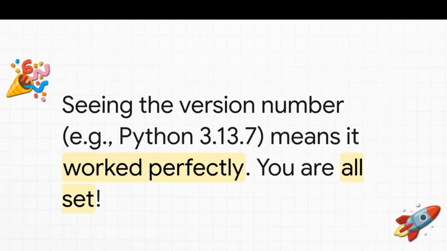And if everything went right, you should see something like Python 3.13.7 pop up. If you see that version number, it means you're all set. Woohoo! That little message confirms 2 things: 1, that Python is installed, and 2, that you successfully added it to the path. You are officially ready to start coding.